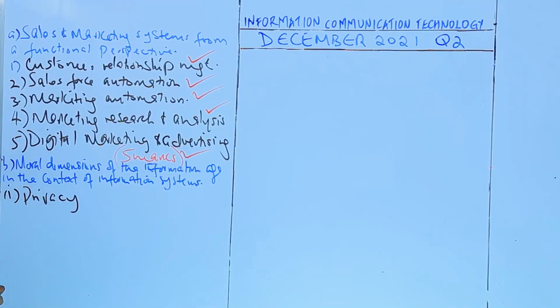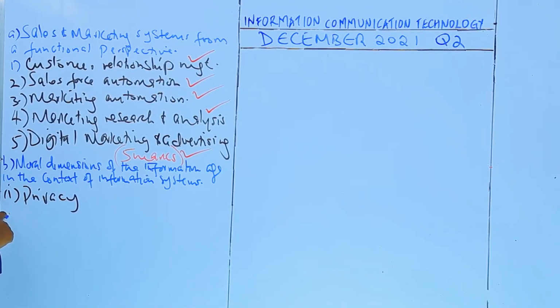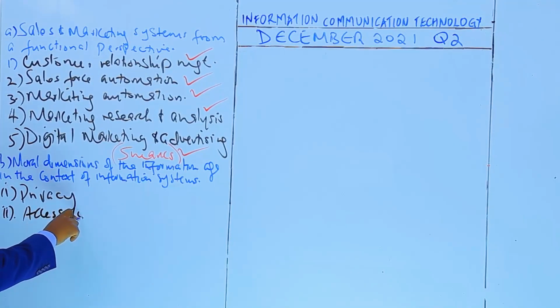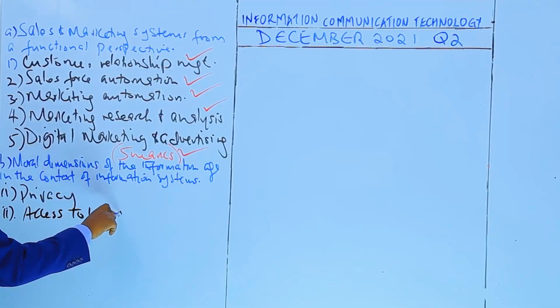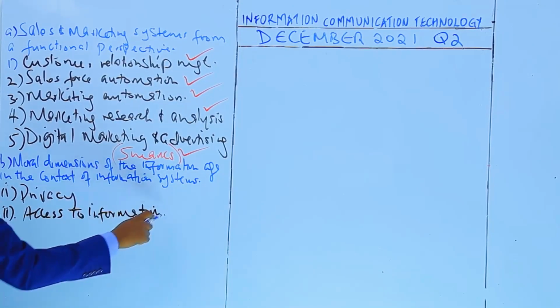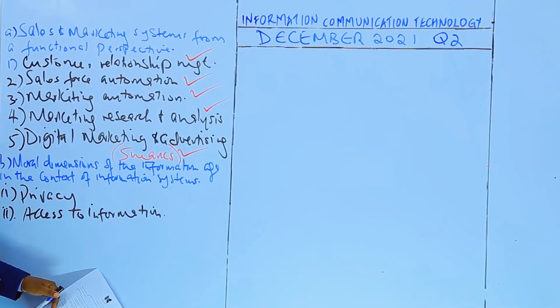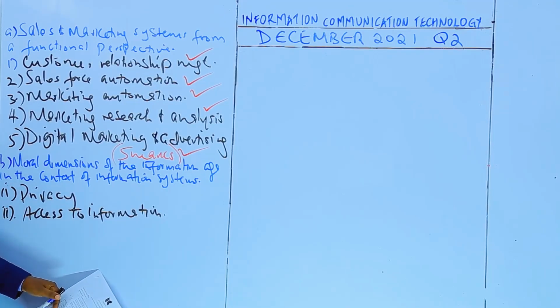The organizations must respect privacy preferences and also safeguard against unauthorized access or misuse of data. The second moral dimension of the information age in the context of information systems is access to information. The digital divide and unequal access to technology create ethical dilemmas, and it's important to promote equal access to information and bridge the digital gap to prevent social and economic inequalities.